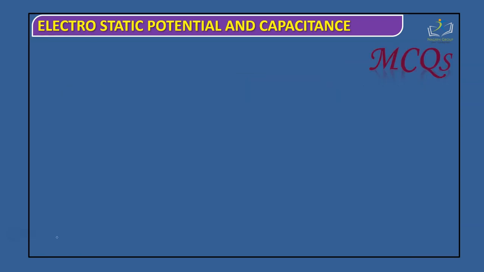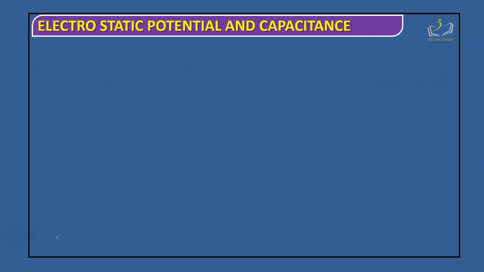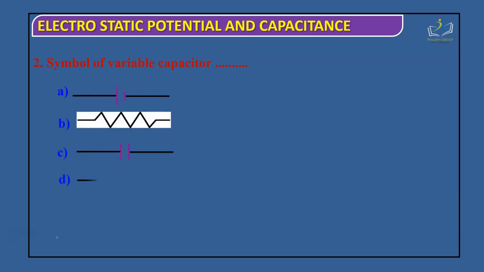For more elaboration, let's see some questions. Dimensional formula of capacitance is, with the options given. The correct answer for this question is option B. Next, the symbol of a variable capacitor. As you can see clearly, which is variable? Only option D.